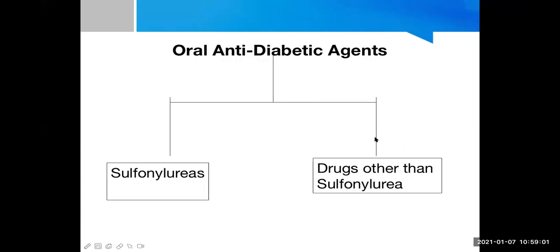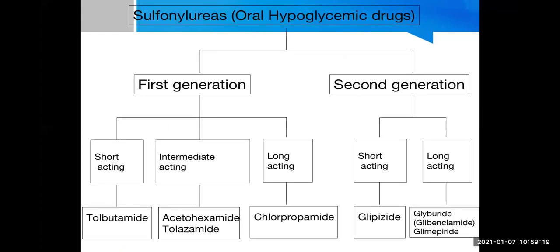Now they are roughly divided into two broad headings: sulfonylureas and drugs other than sulfonylureas. So oral anti-diabetic agents or drugs are sulfonylureas and drugs other than sulfonylureas. So let's enter into them. Let's classify the sulfonylureas first. Sulfonylureas are classified under first generation and second generation drugs. First generation are again short acting, intermediate acting, and long acting. And these are the examples.